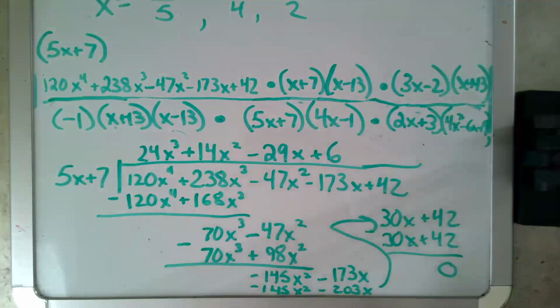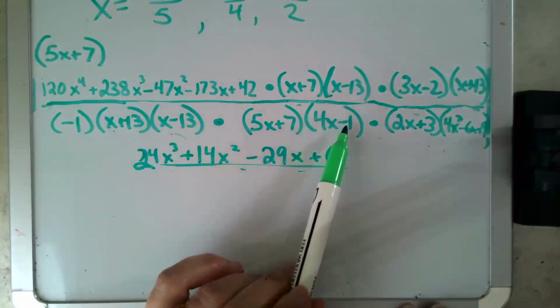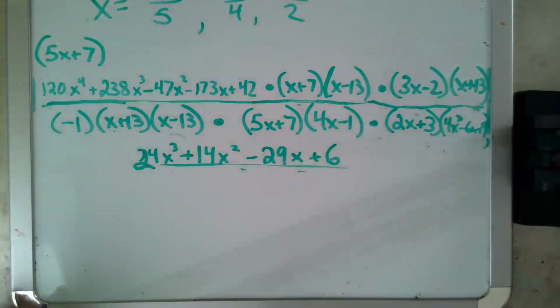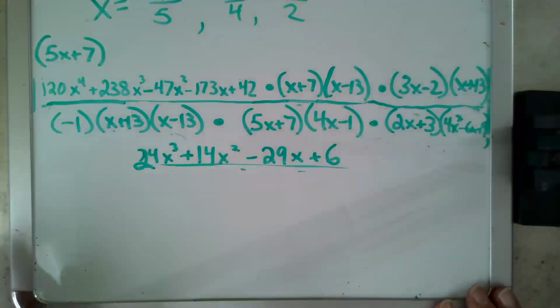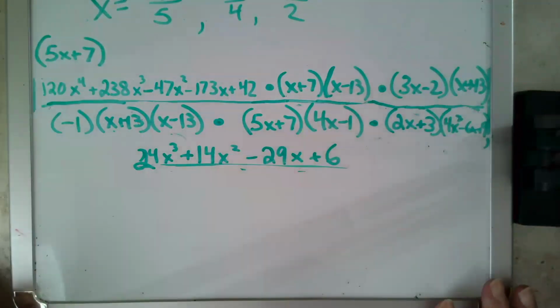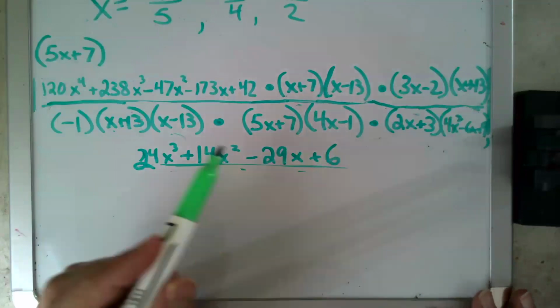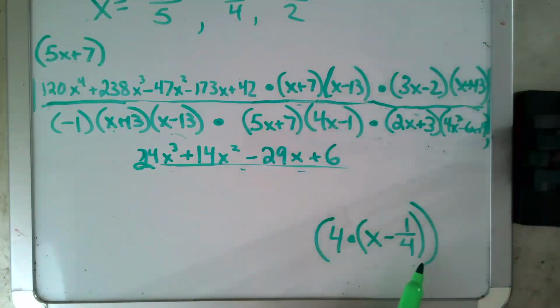Now I'm going to show you how to proceed using synthetic division. So next, let's work with 4x minus 1 and see if it happens to be a factor of this. But we're going to do the synthetic division version. The synthetic division says, I cannot work with a coefficient of my x, so this factor has to turn into the following: 4 times x minus 1/4.